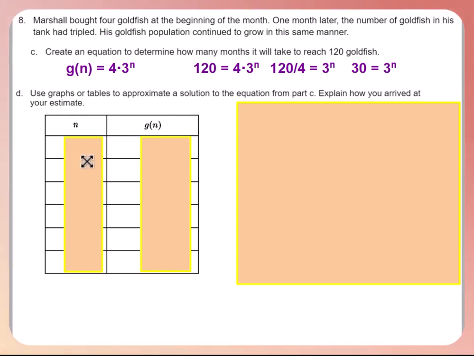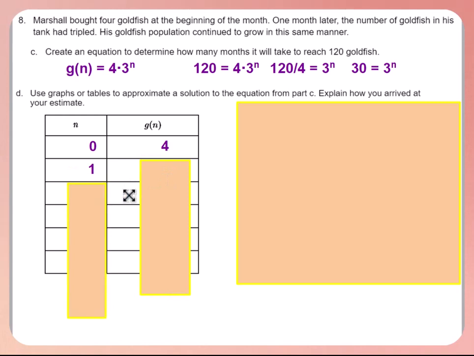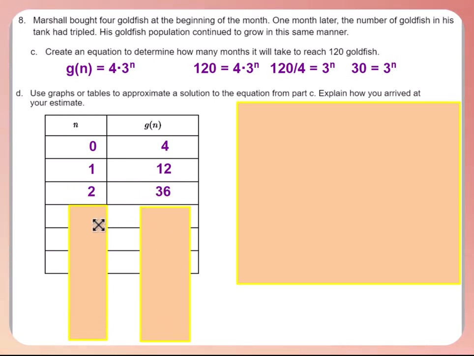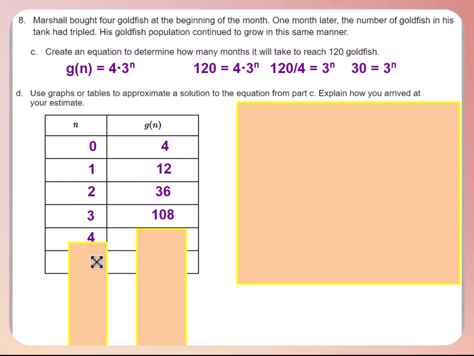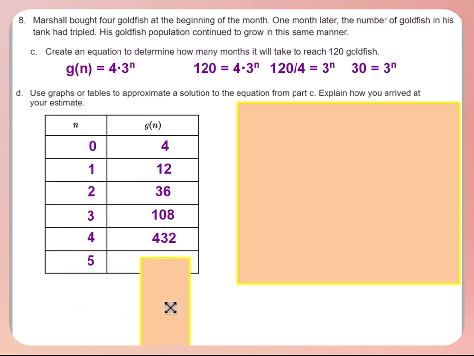But I'm going to create a table because it's easier for me that way. So when we start out, we start with 4 goldfish. After 1 month, we're going to triple that. We have 12. 2 months, triple that again. We have 36. 3 months, triple 36. You have 108. And in 4 months, triple that again. You have 324. And in 5 months, you're going to triple that, and you get 972. If I did my math right, you might want to check these numbers.